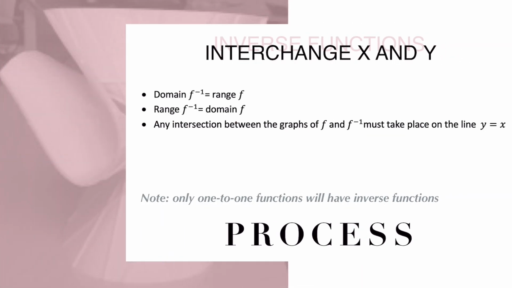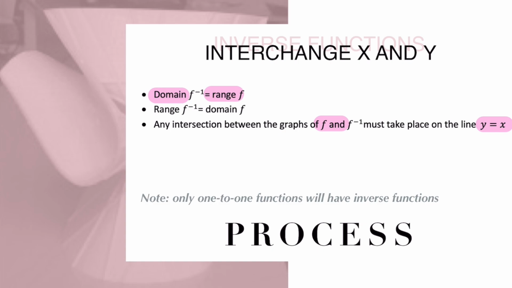As we mentioned, because x and y flip, so do the domain and range. The domain of the inverse is equal to the range of the original. The range of the inverse will equal the domain of the original. Any intersection between those two graphs will always occur on the line y equals x. As I used as an example, if you reflect on the x-axis or y-axis, the functions will always touch on the line that is a mirror for them.